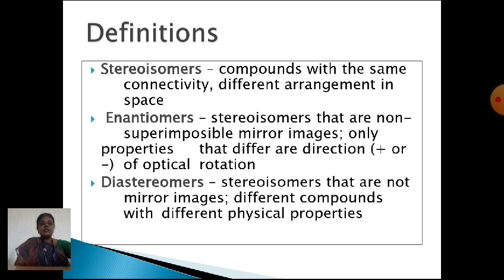Next one is the enantiomers. Enantiomers are otherwise called optically active isomers. These are stereoisomers that are non-superimposable mirror images and have the same physical and chemical characters, but differ only in the optical characters. Next one is the diastereoisomer. Diastereoisomers are neither mirror images nor superimposable. So these compounds have entirely different chemical, physical and optical properties.